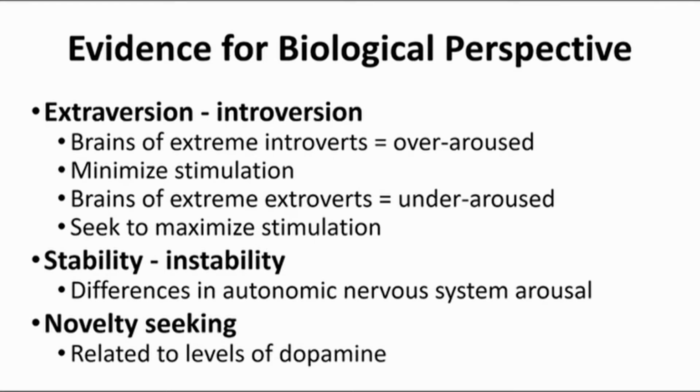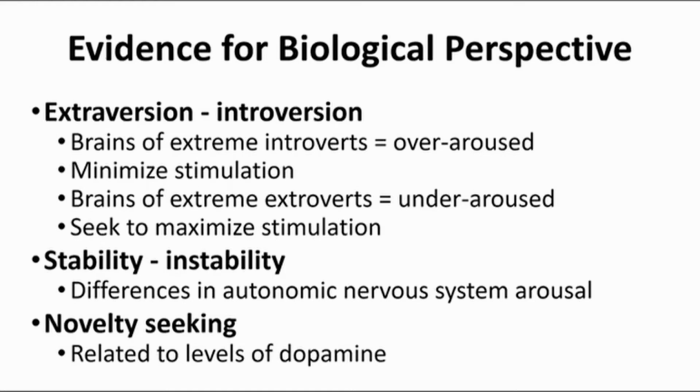For the stability-instability continuum, we can actually see differences in how the autonomic nervous system responds. People who are stable, who are high on the stability side of the spectrum, have very gradual changes in autonomic nervous system arousal. So they take longer to switch on. For people who are high on the instability side of the spectrum, their autonomic nervous system acts very quickly. It's a fast shift from off to on, hence that instability.